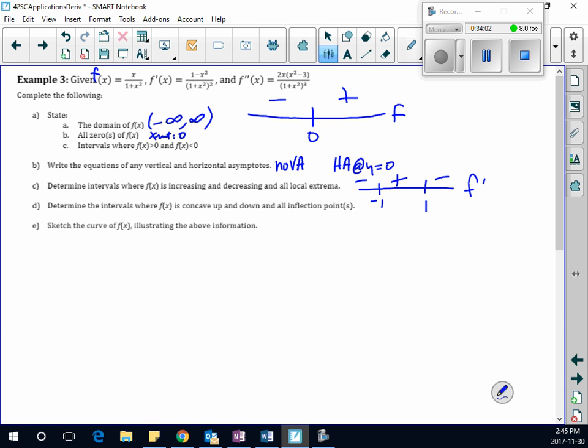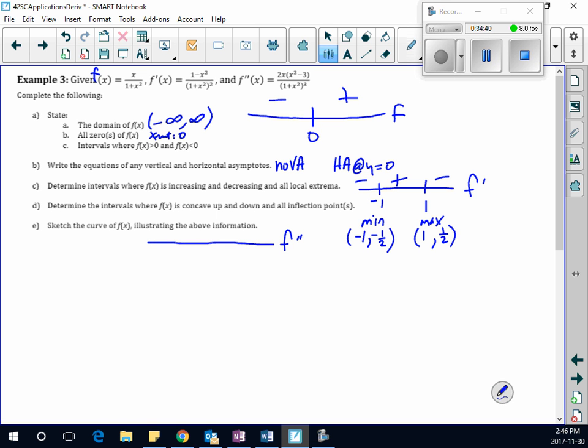So, do we have local extrema? Yeah, so what's happening at negative 1? It's going from decreasing to increasing. That's a local min. Negative 1, what? Plug it in. Negative 1/2, very good. And this is a max at 1, comma 1/2. Very good.